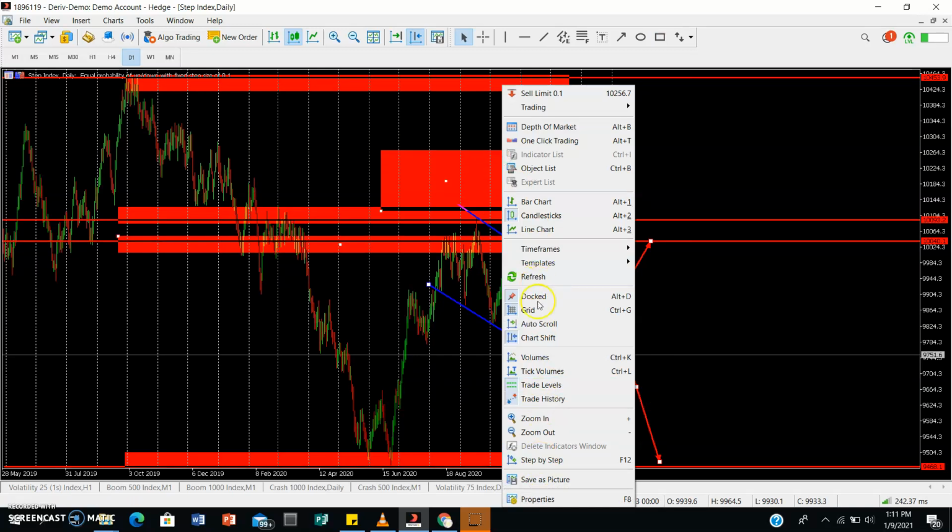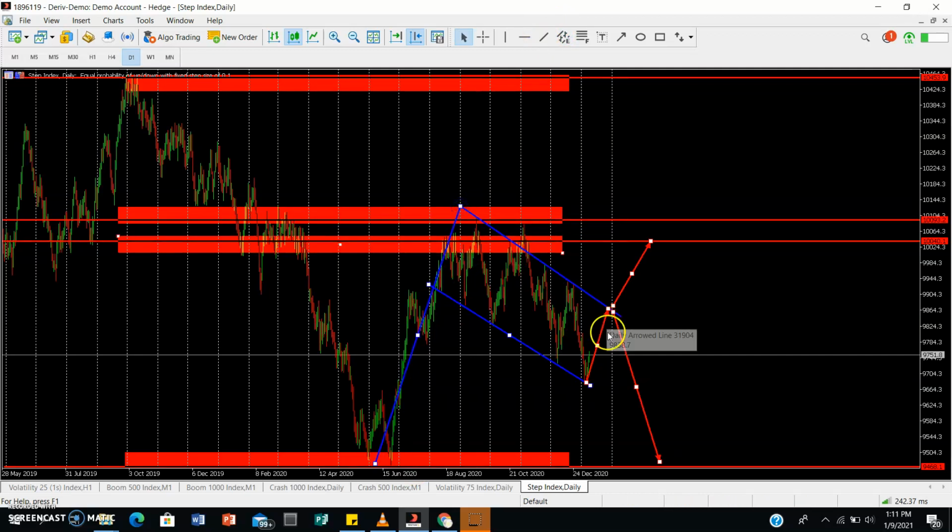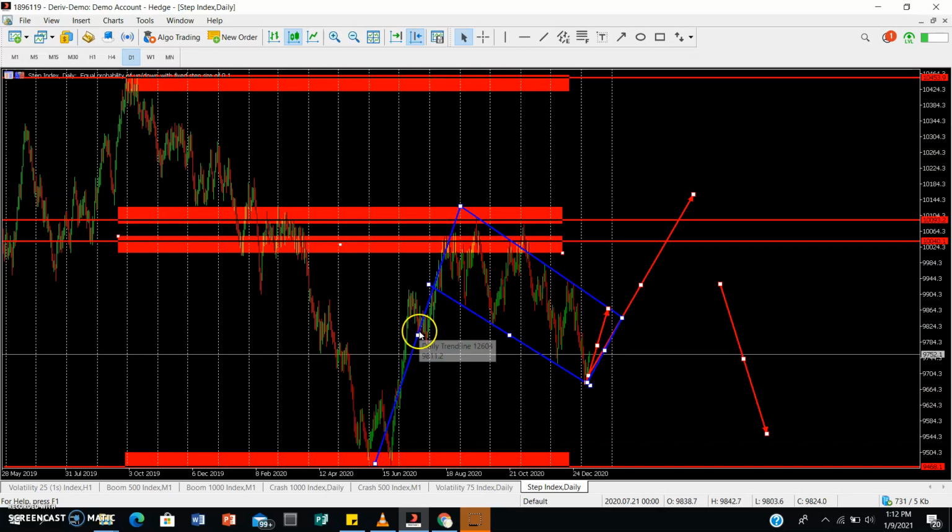Okay, let me highlight it properly. Okay, we have our pole right here, and this basic blue setup forms a flag, right? So what I'm saying is we're expecting price to break this trend line and still form an equal price movement of the pole, right? An equal impulse of price movement from the pole to complete the flag setup, right? You guys get it?